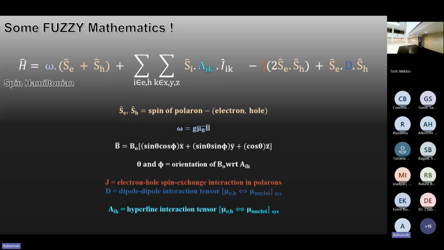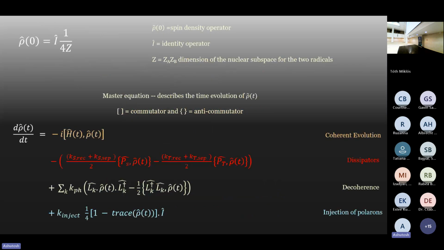Now, as the polarons are initially made electrically, they'll be initiated in a maximally mixed state. So our initial state is identity upon 4Z, where Z is the dimension of the nuclear subspace, the spin subspace of nuclei of the bath in which the polarons are interacting. Now the extended master equation has four terms.